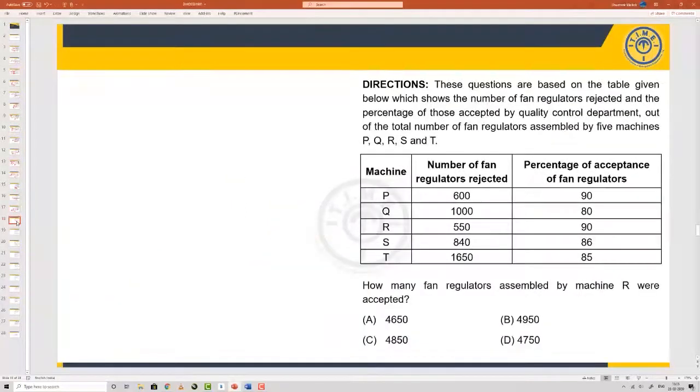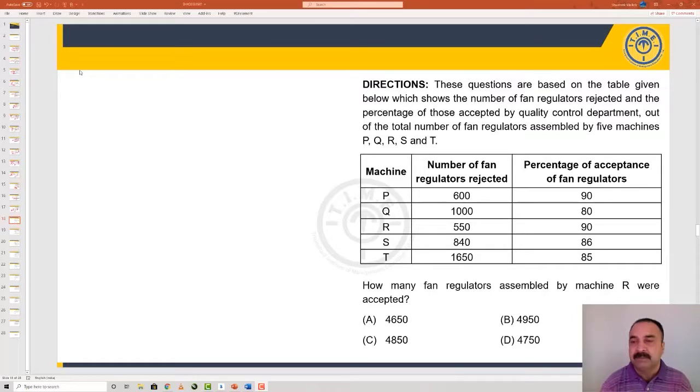Moving ahead now with the next caselet in this table practice. We have a different type of data representation right now. Let's look at the description and the table data. The table shows the number of fans and regulators rejected and the percentage of those accepted by the quality control department. So acceptance as a percentage is given, rejection as a number is given.